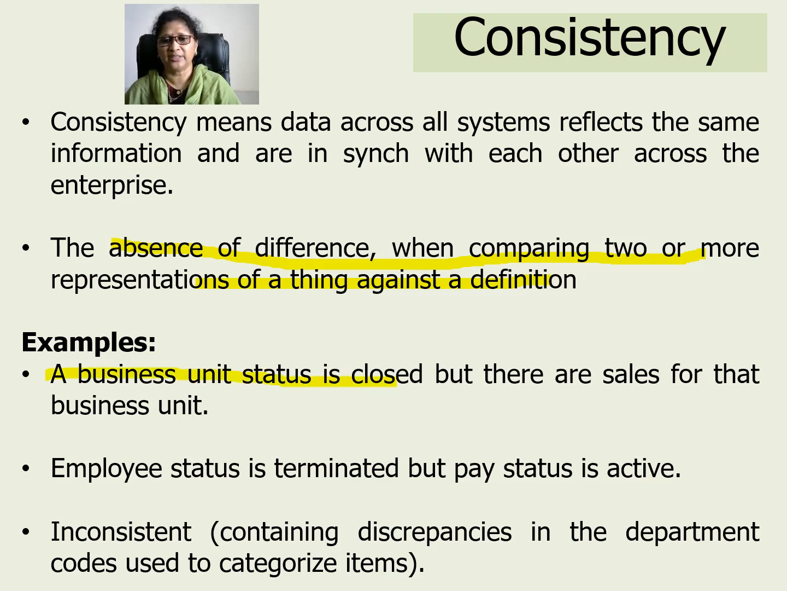Example: a business unit status is closed, but there are sales for that business unit. Let's say one of the branches is closed, but a central server is still showing that last week these are the transactions which happened in that unit. This is also inconsistent data. An employee who has already been terminated, but his pay status is showing that a salary is paid. This is inconsistency. So inconsistent data is data which contains some discrepancies. This is about consistency of data, which is one of the quality measures.